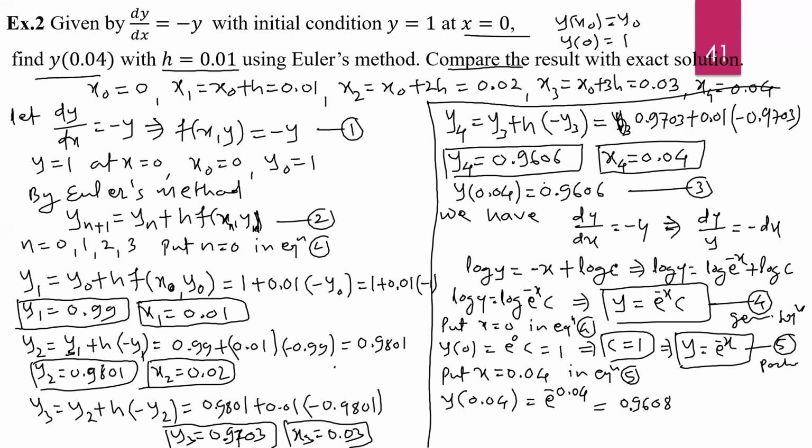See, up to 3 decimal places the solutions are the same, but at the 4th decimal place the error is there.